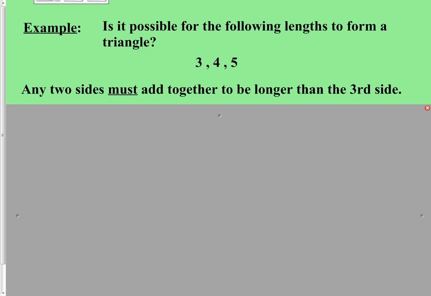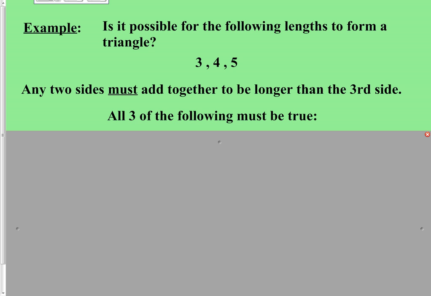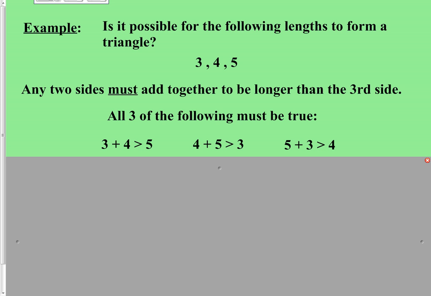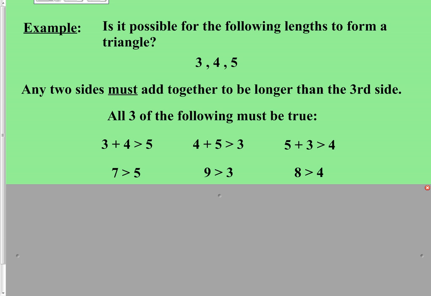Okay. Well, that puts us in a situation where three things must be true. There's three different ways to add up these three different side lengths, taking them two at a time. 3 plus 4 needs to add up to be larger than the third side, which is 5. 4 plus 5 must add together to be larger than 3. 5 plus 3 must add together to be larger than 4. So let's simplify this a little bit. Obviously 3 plus 4 on the left side is going to be 7. 4 plus 5 there in the middle is going to be 9. And on the right side, 5 plus 3 is going to be 8.